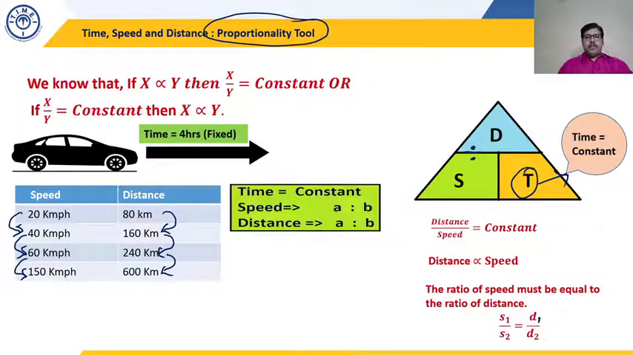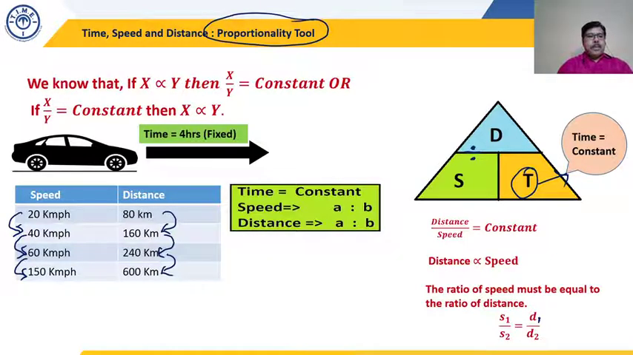So can I say if time is constant and if the ratio of speed is A is to B, then the ratio of distance is also A is to B? Right? If the ratio of speed is A is to B, then the ratio of distance is also A is to B, provided that time is constant.